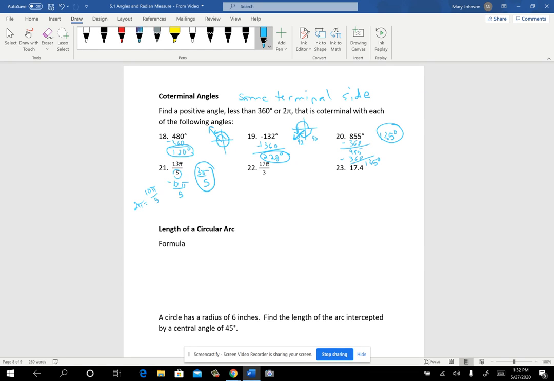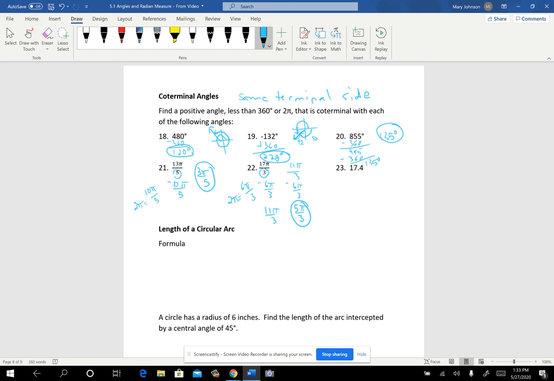All right, with 17 pi over 3, I'm looking at how the denominator is 3. So what I'm going to do there is I'm going to be subtracting off rotations. 2 pi in terms of thirds would be 6 pi over 3. And so I could take away 6 pi over 3. Okay, and I'd be down to 11 pi over 3. And I could take away 6 pi over 3 again, and I'd be down to 5 pi over 3. And that would be the angle coterminal with that one.